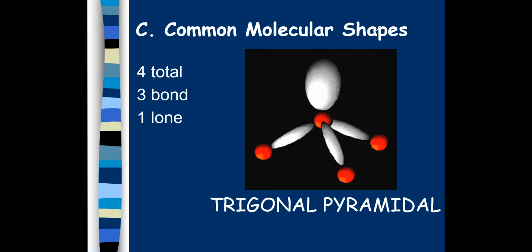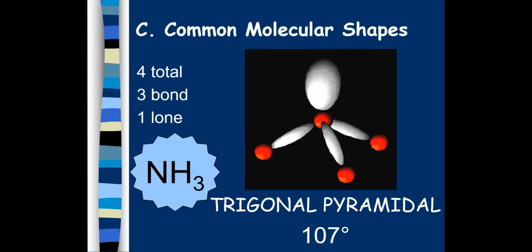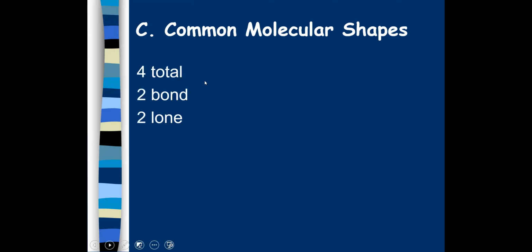It's not less than 109. Yeah, it is, but there's an actual number to it. It is 104. 107, sorry. 104 is the next one. 107. So this is the usual. And an example of it is ammonia, because you do have the lone pair for the ammonia on top, and then you got the NH3s.